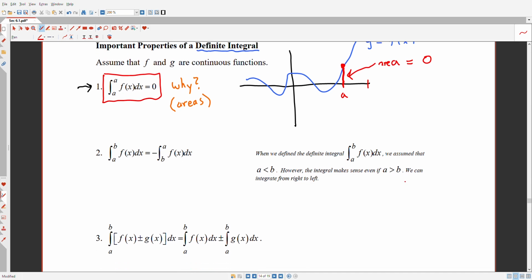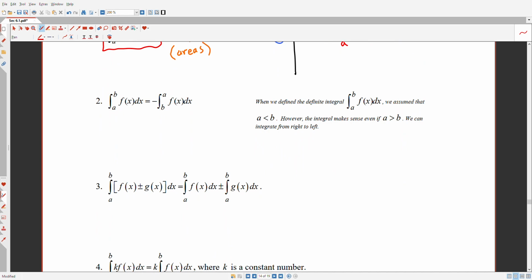Okay, property 2 says, what happens if your limits of integration get flipped?